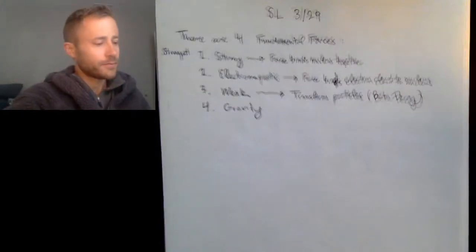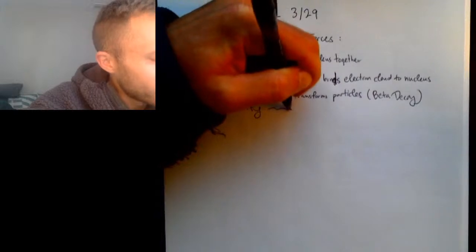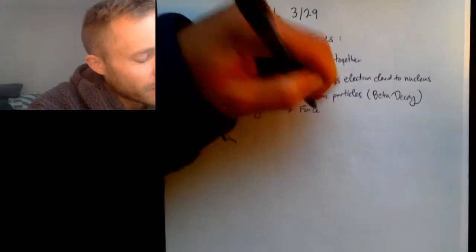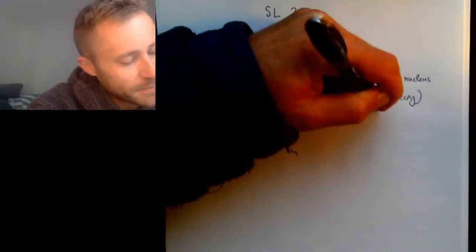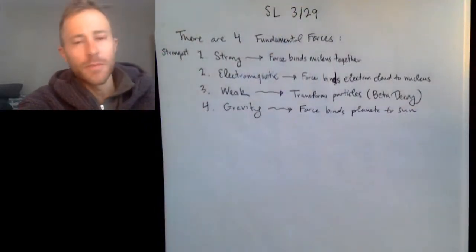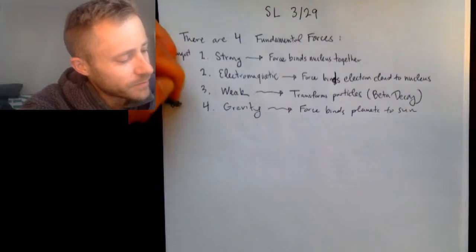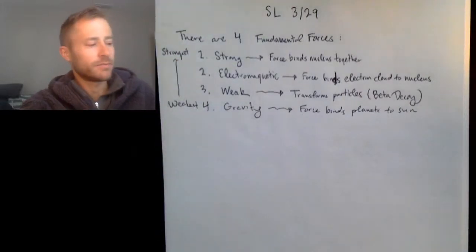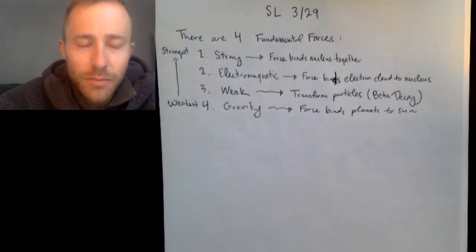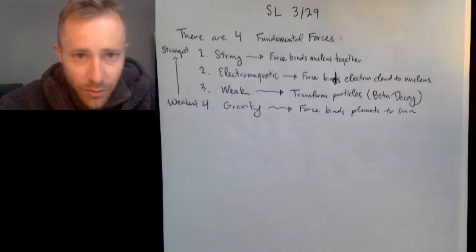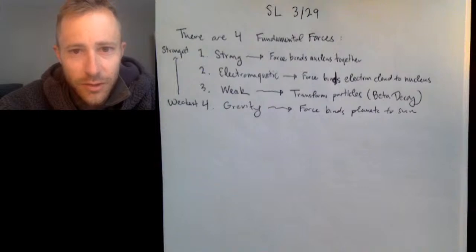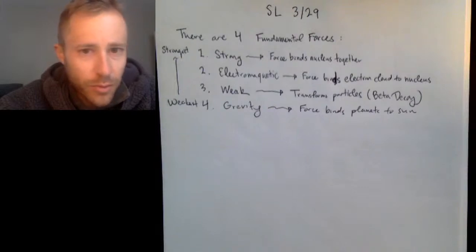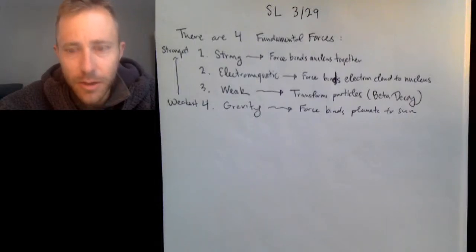And then you have gravity, which is the force that binds planets to the sun. Gravity is the weakest. So this is in order of strongest to weakest. The strongest force in nature is the strong force. The second strongest is the electromagnetic. The third strongest is the weak force. And the weakest of all is gravity.